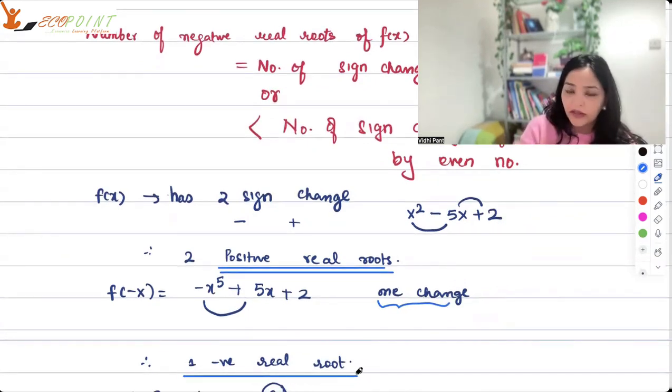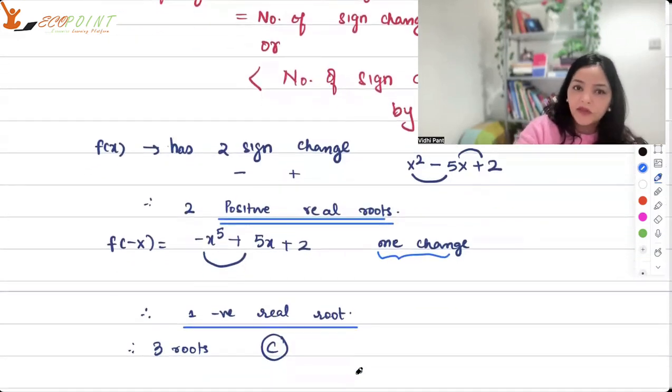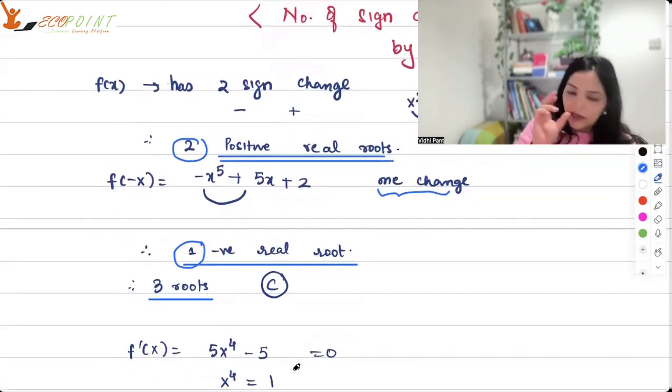Either it is just one negative real root or it is less than that. We already know that real roots are there. That is something that we know by IVT. So from here, what you get is two positive real roots and one negative real root. So you get three roots, and that's option C. But without this also, you can figure out what the scenario would be.